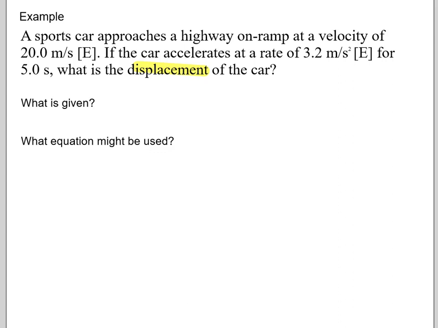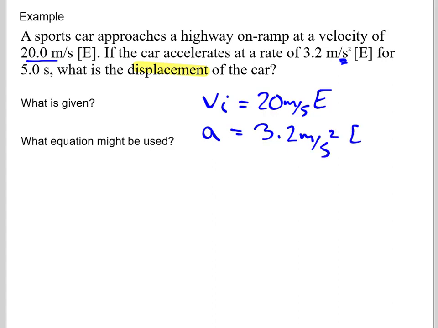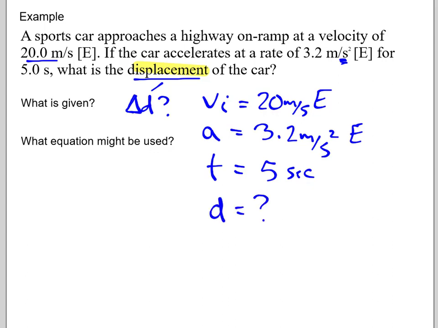So let's start with what is given. Well, we're given a velocity, and it's an initial velocity, so we'll write that down as 20 meters per second to the east. We're given an acceleration, and we know that because this is squared. It's 3.2 meters per second squared, again, to the east. We are given a time value, 5 seconds, and we are asked to find the displacement. So we're looking for d.